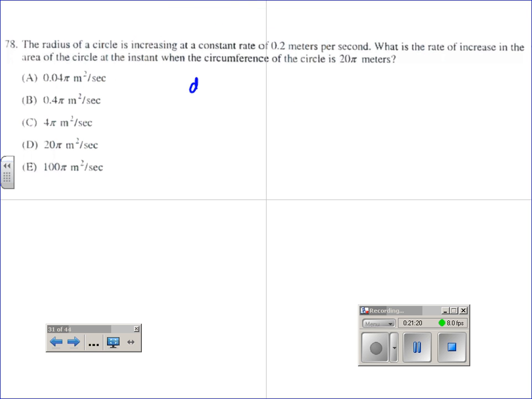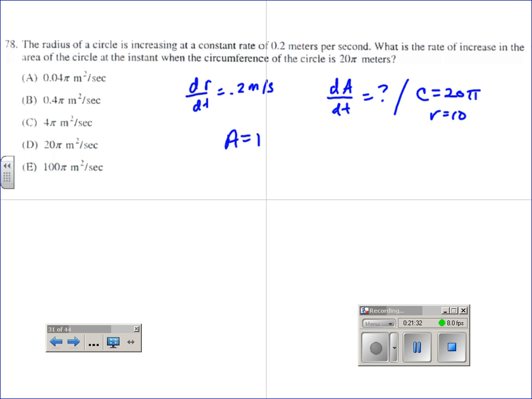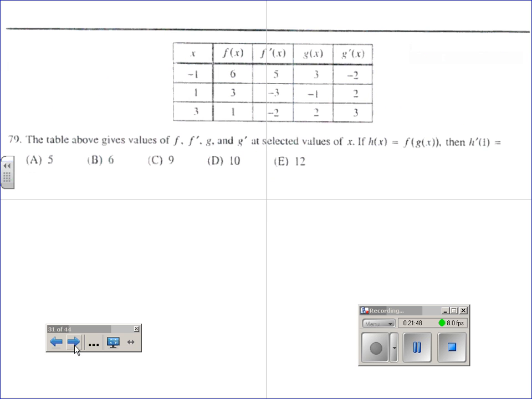Radius of a circle is increasing, so dr dt is 0.2 meters per second. What is dA dt when circumference is 20 pi? That is the same as r being 10. So we need to relate these. We relate them as pi r squared. You take the derivative with respect to time, and then you plug in stuff that you know. 2 pi times 10, and then dr dt is 0.2, and so we get 4 pi meters squared per second.